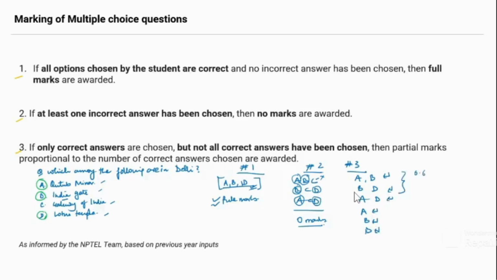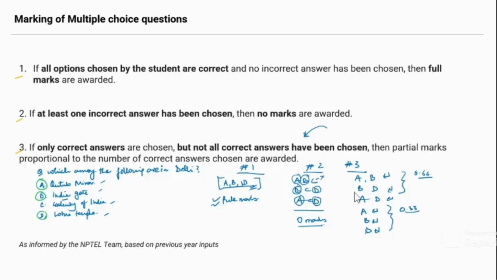Maybe here for these two you will get 0.66. If you are selecting just one, you might get 0.33. So if you are getting marks in decimal, it is probably for this particular condition. A lot of learners also had this doubt, that how come we are getting decimal marks.